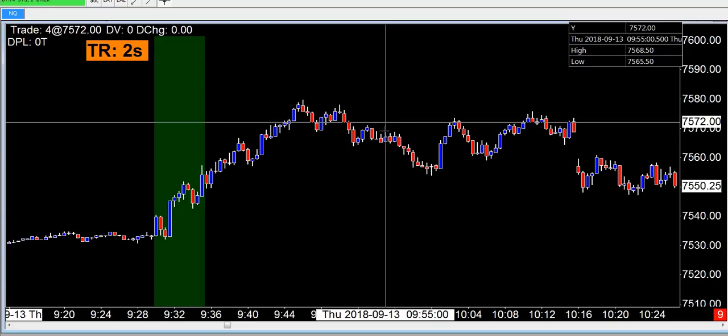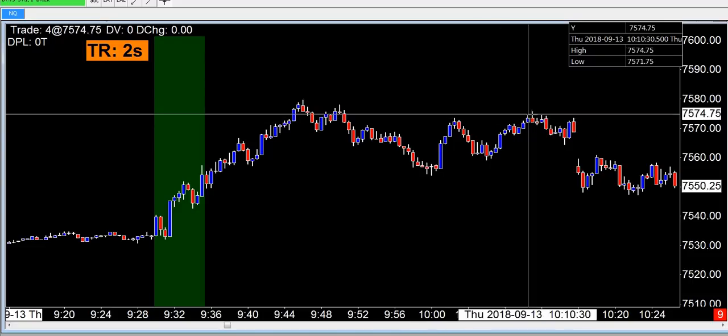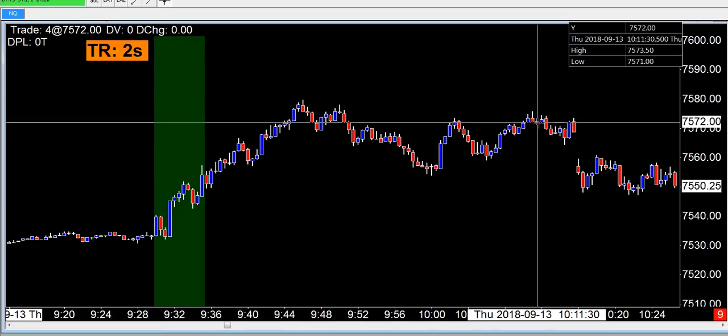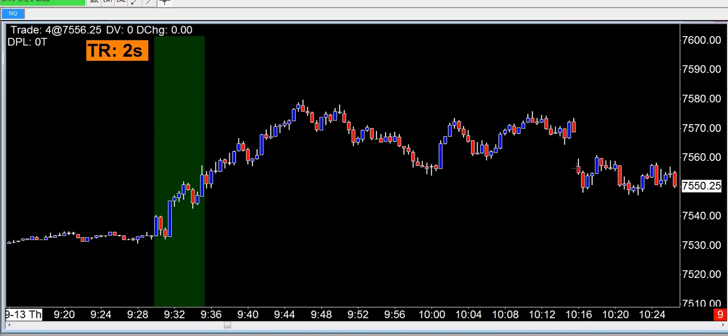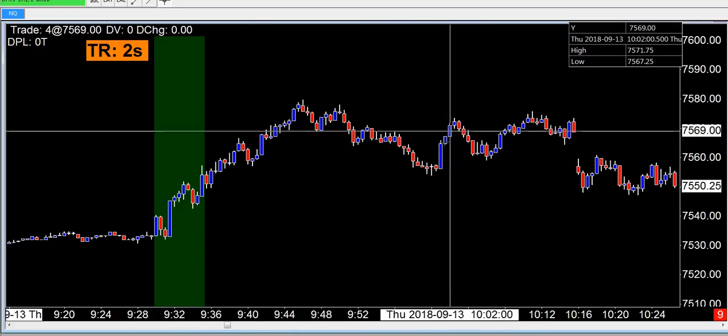I had this 1, 2, 3 break pullback right here. Supply bar, pullback, and down. So that was my win, and I think where was my loss? Oh, and I showed you where my loss is. So that was a crap day.